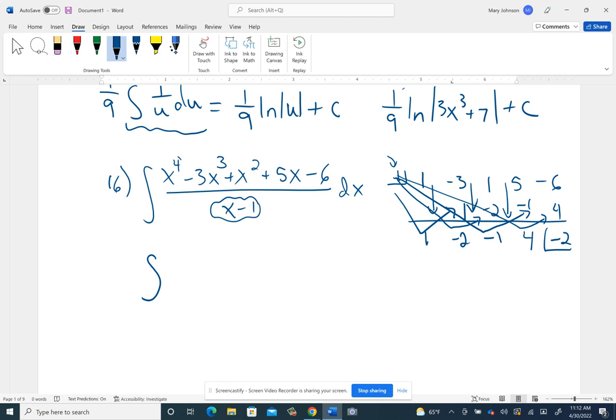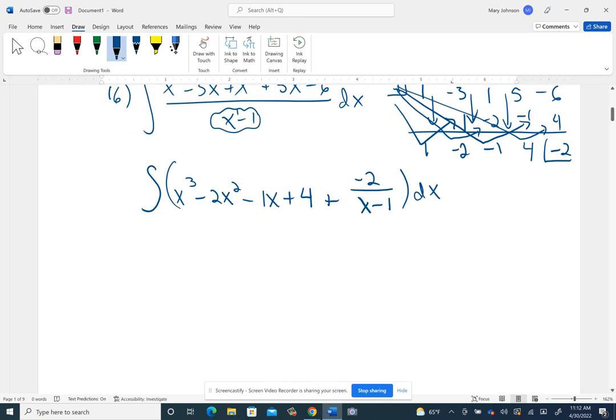It was degree 4 originally, divided by degree 1. So this would be x to the third minus 2x squared minus 1x plus 4 plus the remainder over what you were dividing by. Okay. And then there's still the dx there at the end. And now we're ready to integrate. And when you integrate stuff that has pluses and minuses, you can integrate each term. So we'll just do that.